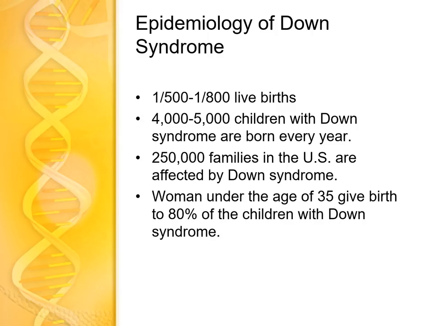So Down syndrome is a relatively common disorder occurring in about 1 in 500 to 1 in 800 live births. 4,000 to 5,000 children in the U.S. are born every year with Down syndrome, and it affects 250,000 families. Anyone going into primary care will probably be caring for an individual with Down syndrome. The life expectancy now is about 50 to 60, but it continues to rise. Even though the risk of having a baby is higher as you get older, the vast majority of babies with Down syndrome are born to women under the age of 35. And that's because even today, the majority of babies are born to women under the age of 35.